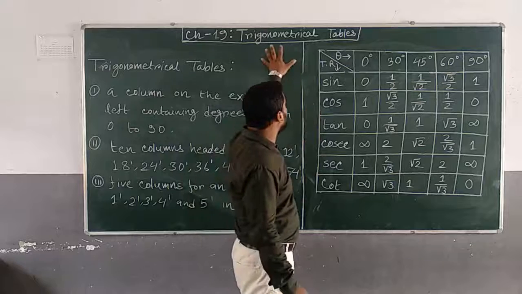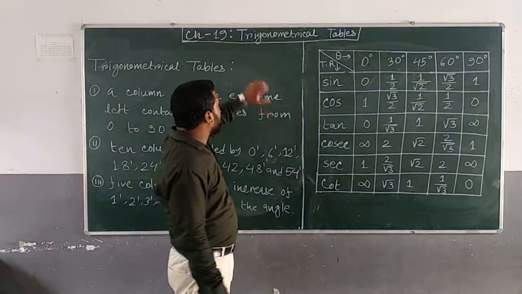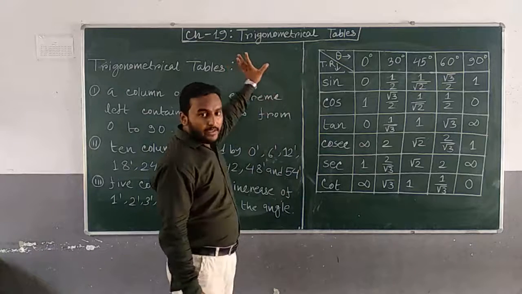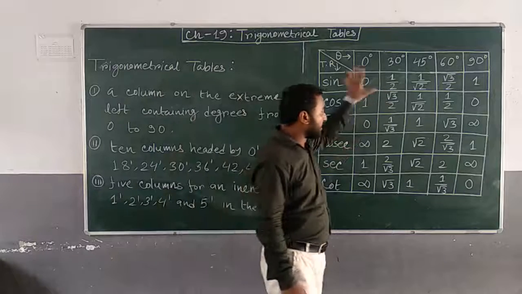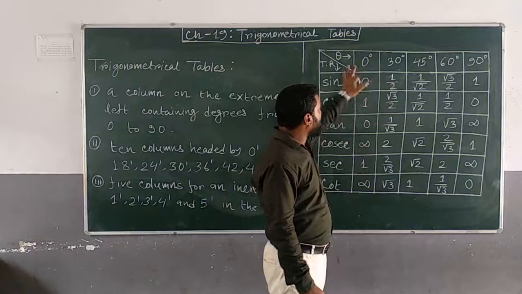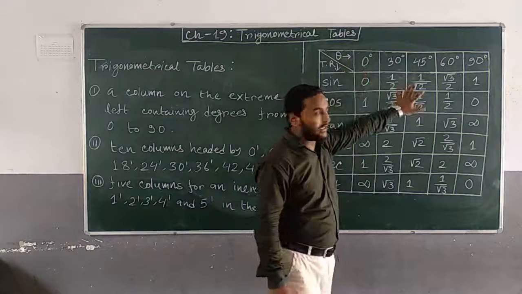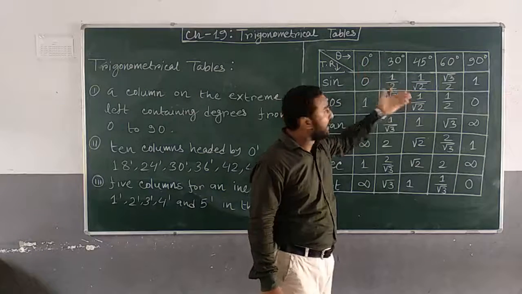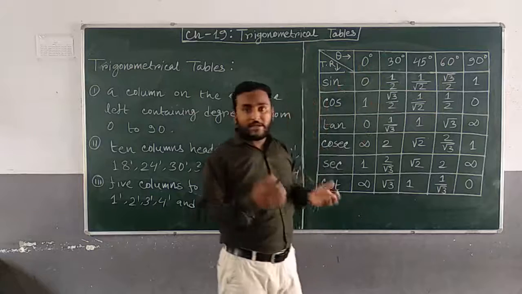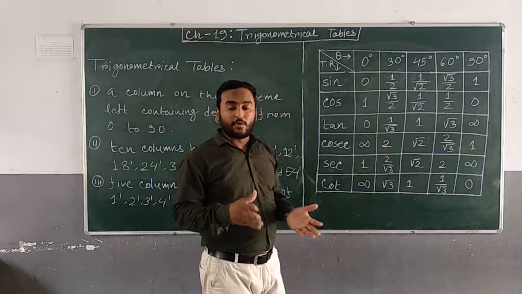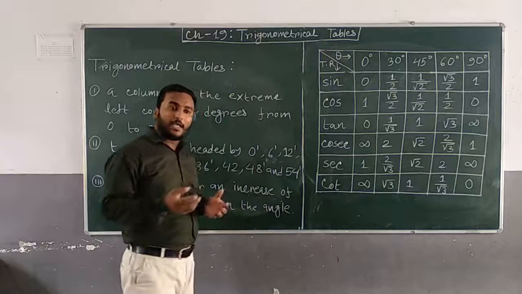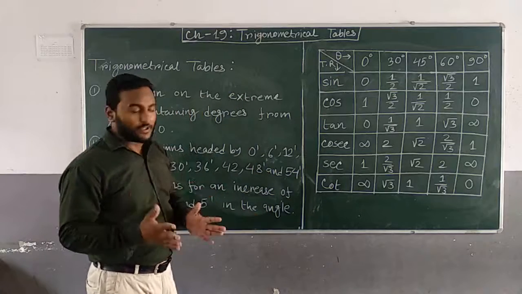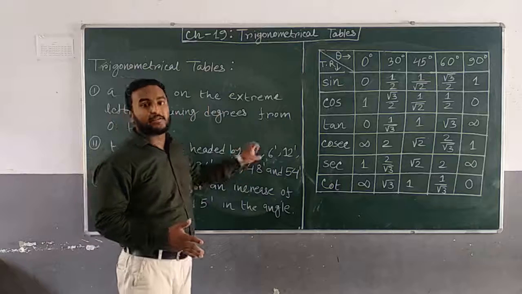So how to see the table? What are the characteristics, what are the contents of the table, that you have to learn. For any angle from 0 to 90 degree, maybe 13 degree, maybe 40 degree, maybe 55 degree, maybe 20 degree 30 minutes, 20 degree 45 minutes, how will we calculate the trigonometric ratios? That we will learn in this chapter.